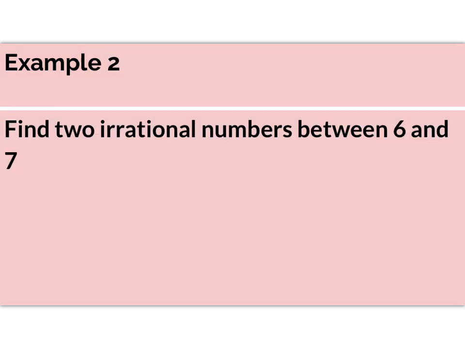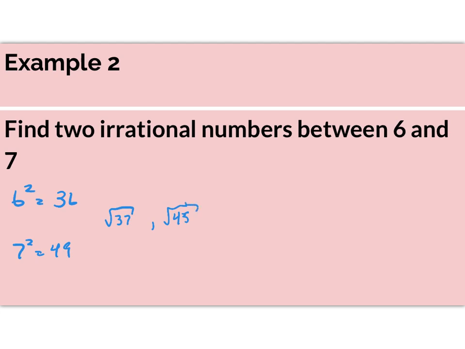Now, find two irrational numbers between 6 and 7. So how do we do that? Well, there are two ways we can do this. We can square 6 to get 36, and we can square 7 to get 49. Then give me any number between 36 and 49 and take the square root of it. So the square root of 37 and then the square root of 45, or any number in between. And that's how we do it.